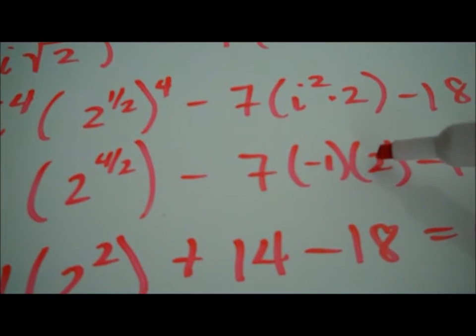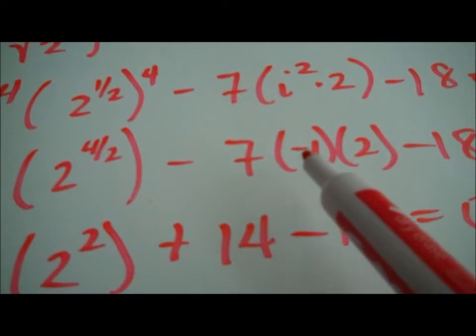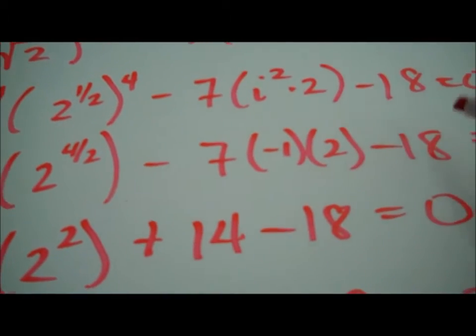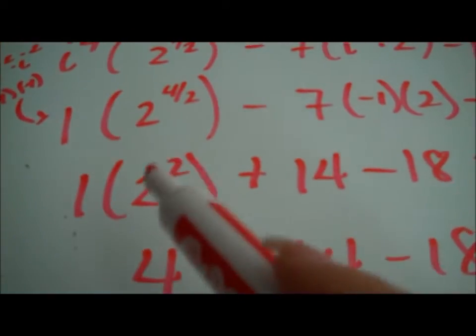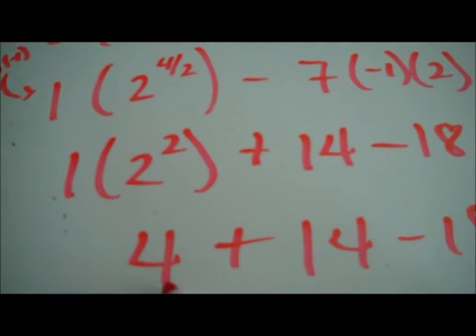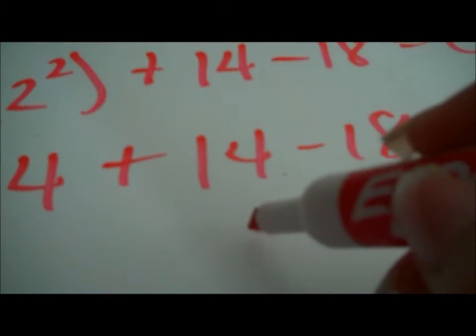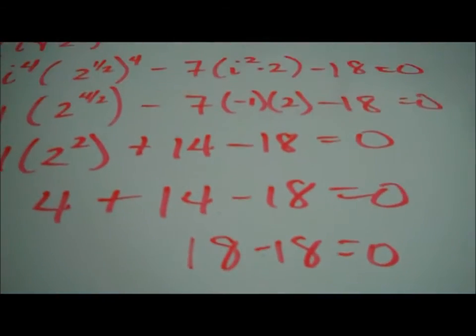The 2 stays constant, but if I have a negative 7 times a negative 1, that's a positive 7, times 2, which is 14, and again the 18 is just trailing all the way down here because the only thing we need to work out are the i's. So 2 to the 2nd becomes 4. This was a positive 14, and positive 14 and 4 give me 18 minus 18, which is 0, so therefore that is true also.